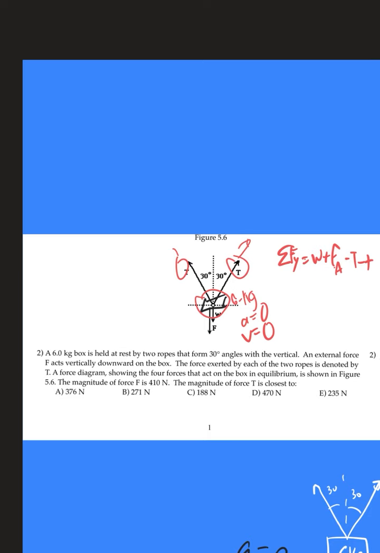So we have to find the weight, the force of the weight. The force of the weight is equal to mass times gravity. Gravity is equal to 10. Do 6 kilograms times 10. It gives us 16 newtons.